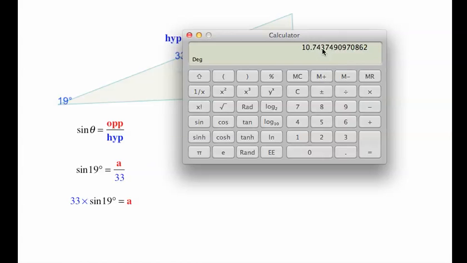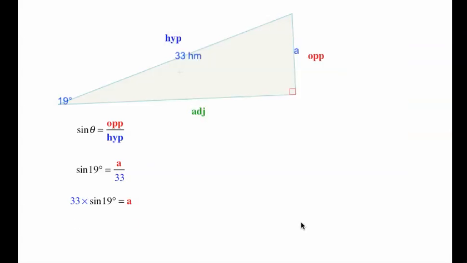So 10.74 here. I'm just going to copy that. I've rounded it off to about 5 decimal places. Round, don't just truncate it. The units are going to be the same units that we have up here, so hectometers there.